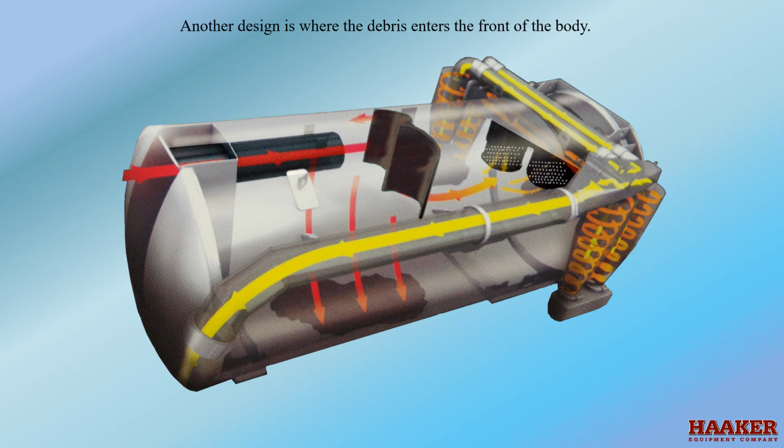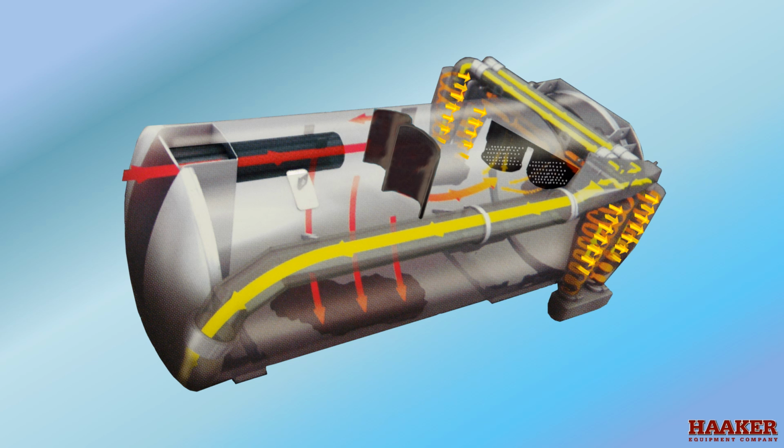Another design is where the debris enters the front of the body. As the airspeed slows down, the debris is helped downward with the use of deflectors. The cleaner air goes to the screens and out to the cyclones, then to the fan or blower.